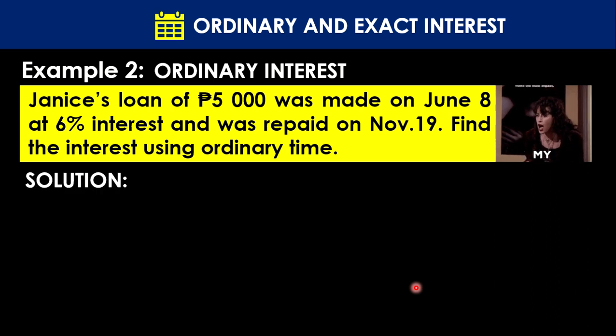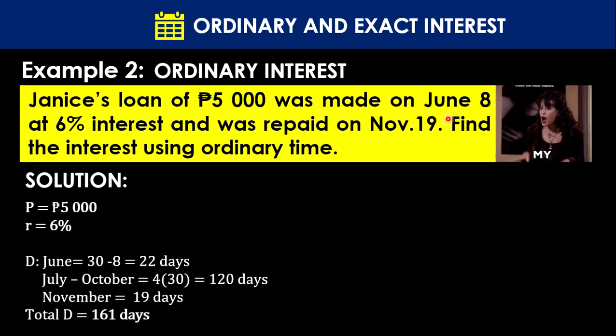In order to compute that, let's start with June. Since 8 days have passed, that is 30 minus 8, so that's 22 days. For July, August, September, and October, all of those months have 30 days, so 30 days times 4 is 120 days. And for November, we have 19 days. So let's add that: 22 days plus 120 days plus 19 days. That's 161 days.